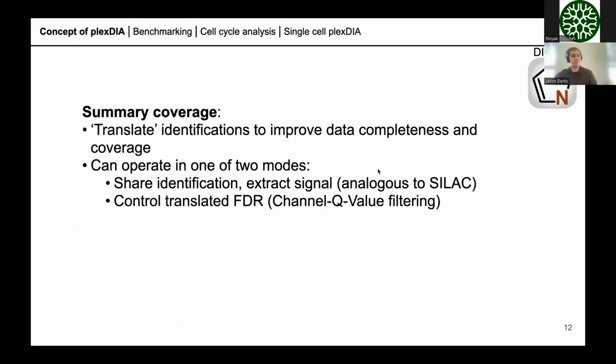So to summarize this, basically we can translate identifications. We can share in this confidence of the identification because these samples are co-eluting, and then we can go out and extract signal where we expect it to be in the isotopologous labels in the other samples. And this can operate in 2 modes. You can share the identification and extract signal like I was just discussing. And this is analogous to SILAC. It's also analogous to TMT. Or you can have really controlled translated FDR using the channel Q value filtering. So this could maybe be applicable to things where you use immunoprecipitation, or where you have a mixed species sample where you have expectation that maybe some of these proteins are not actually in the sample. So you can do either of those.